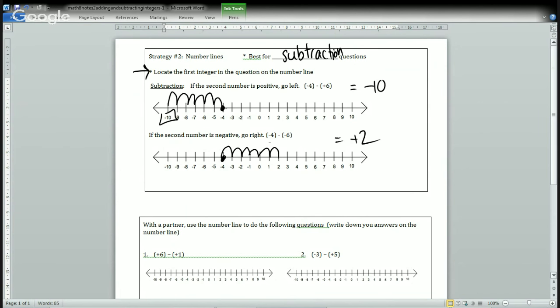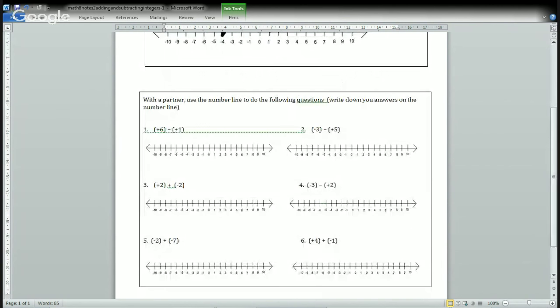All right, so try the questions below using positives and negatives with your number lines. Do a couple positive questions in there just to see how you do. But again, you find the first number on the integer line. Right, there's my positive 6. I'm subtracting a positive. Okay, your turn. Why don't you take a couple minutes? I'll be back with you shortly.